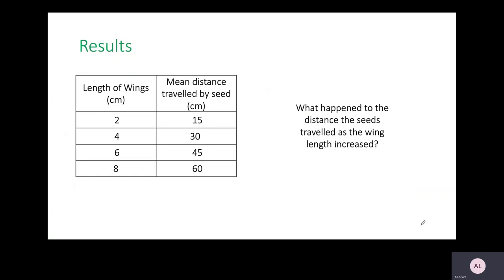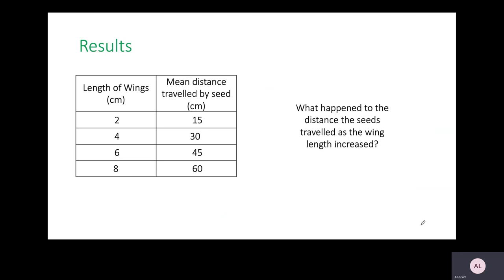So these are the results for the experiment. We've got 4 different lengths of wings, and they're obviously in centimetres, and we've got the mean distance travelled by the seed. So a 2 centimetre seed travelled 15 centimetres, a 4 centimetre seed travelled 30 centimetres, a 6 centimetre seed travelled 45 centimetres, and an 8 centimetre seed travelled 60 centimetres. Obviously, this was inside, dropped from a height, so the distances aren't probably what they'll be outside with an actual tree. Remember, these are just paper seeds.